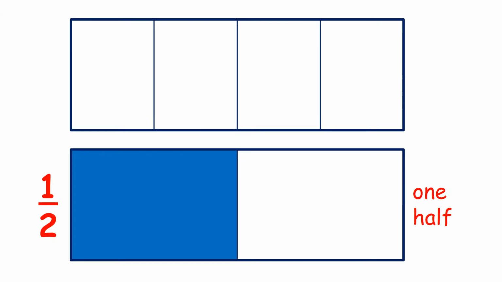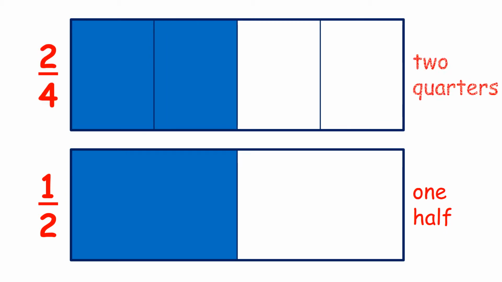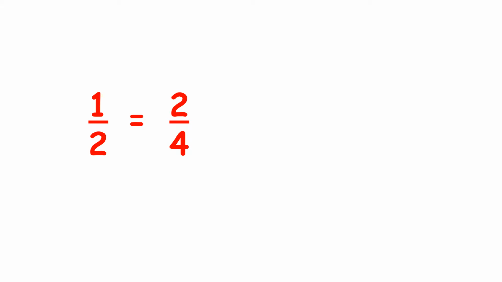We want to find fractions which are equivalent to a half. So here, how many quarters are equivalent to a half? 1 quarter is less than a half, but 2 quarters is equal to 1 half. So 1 half equals 2 quarters.